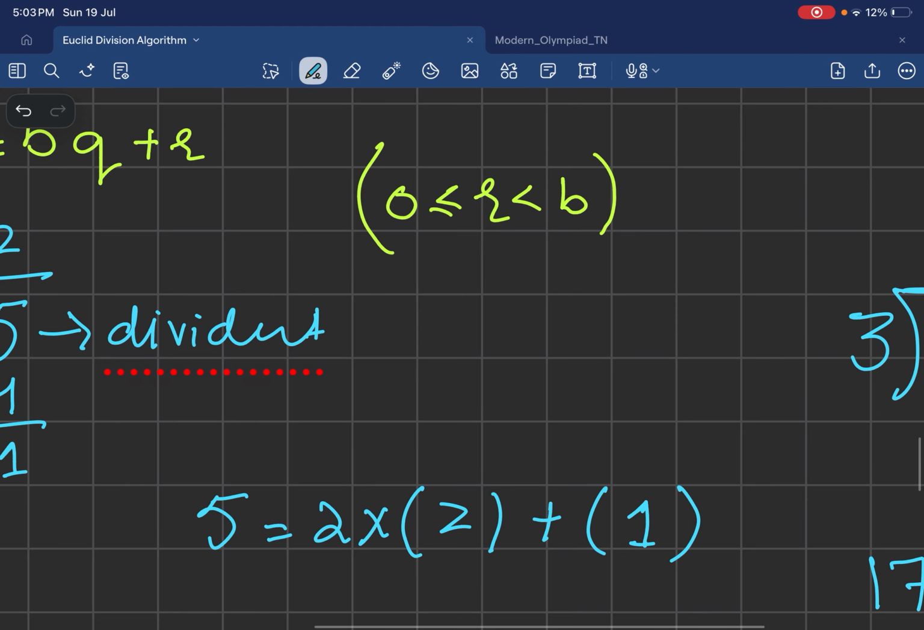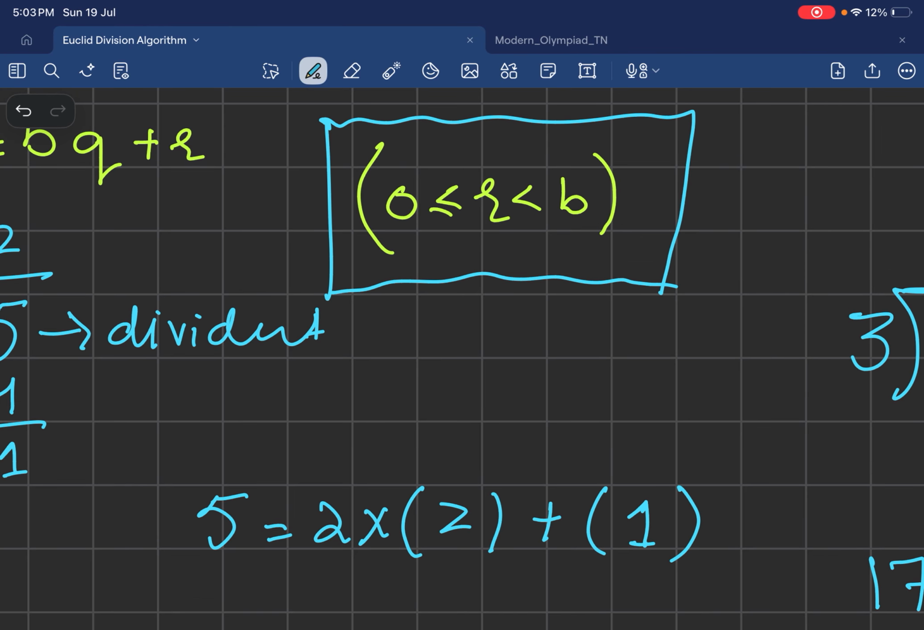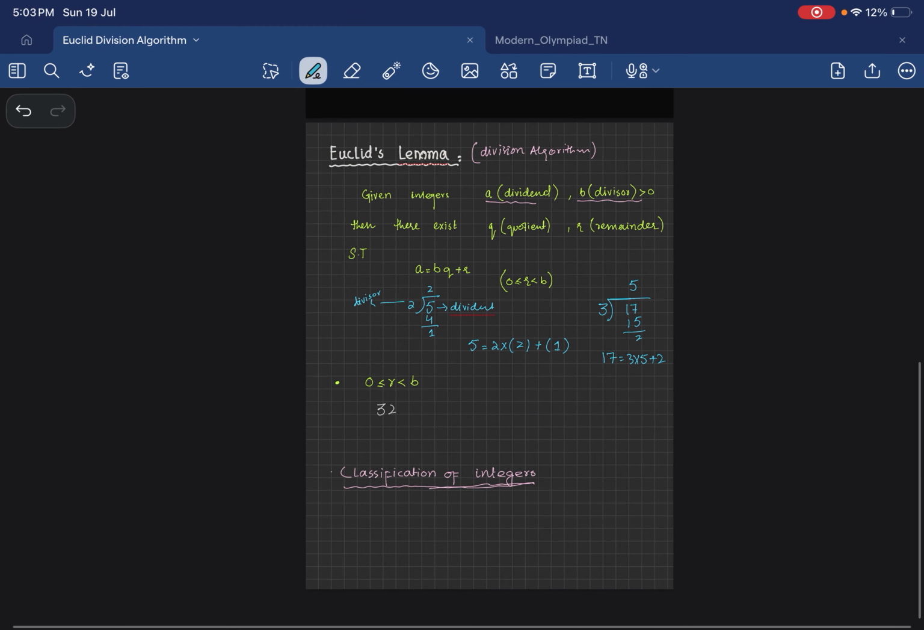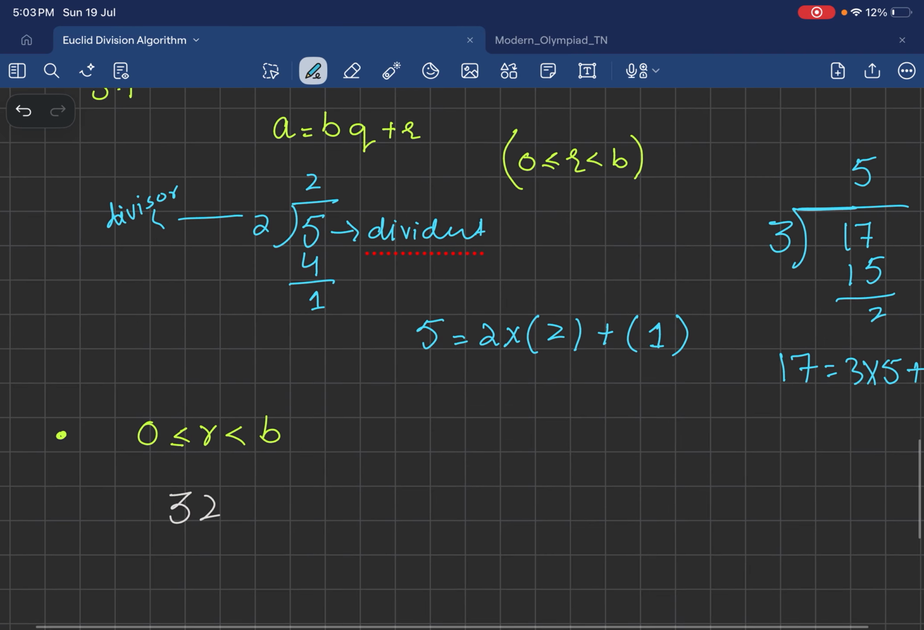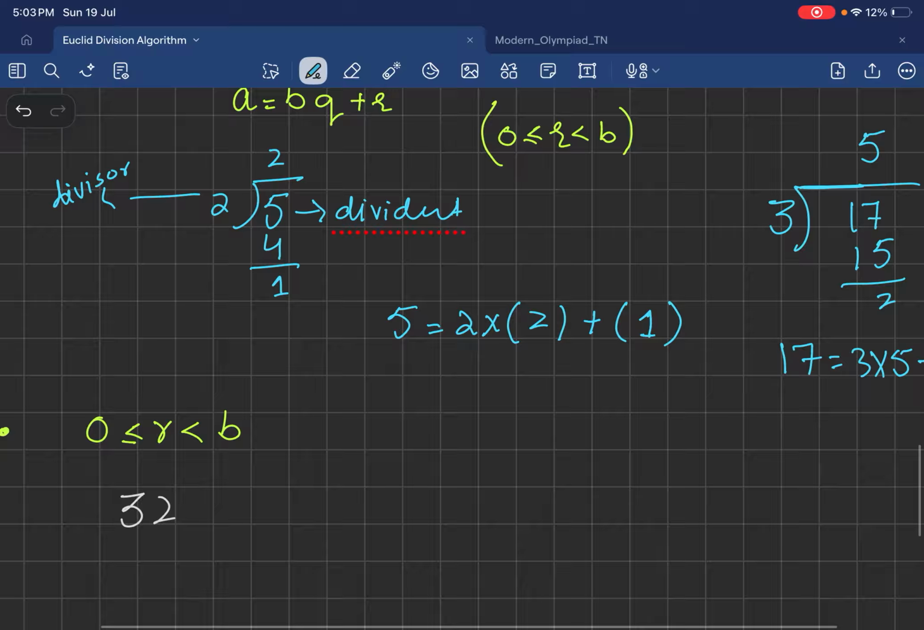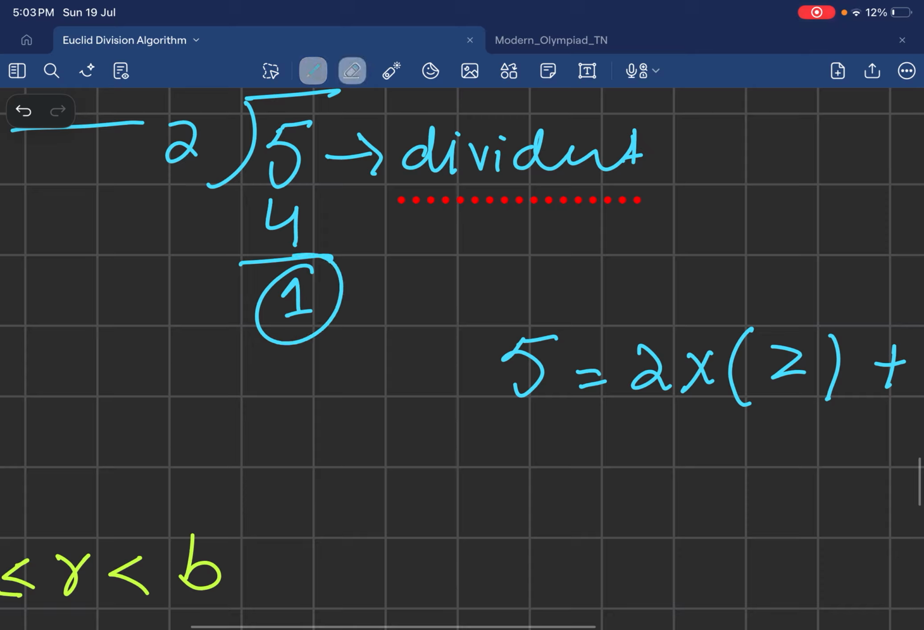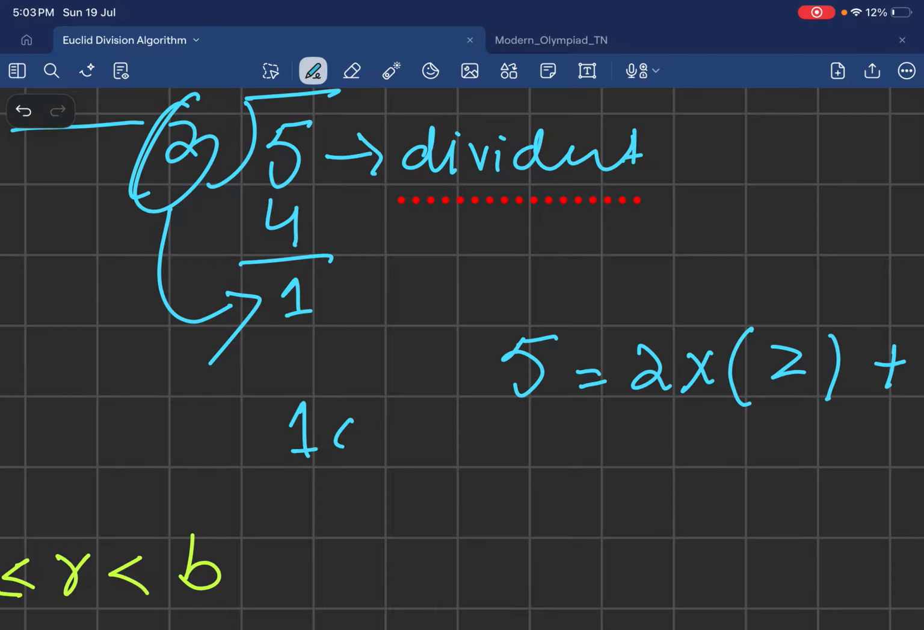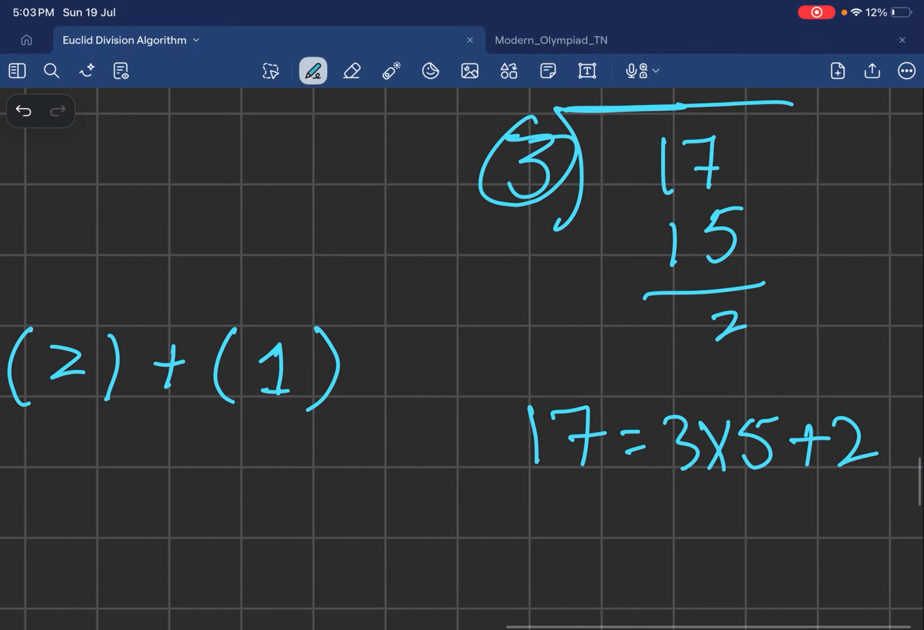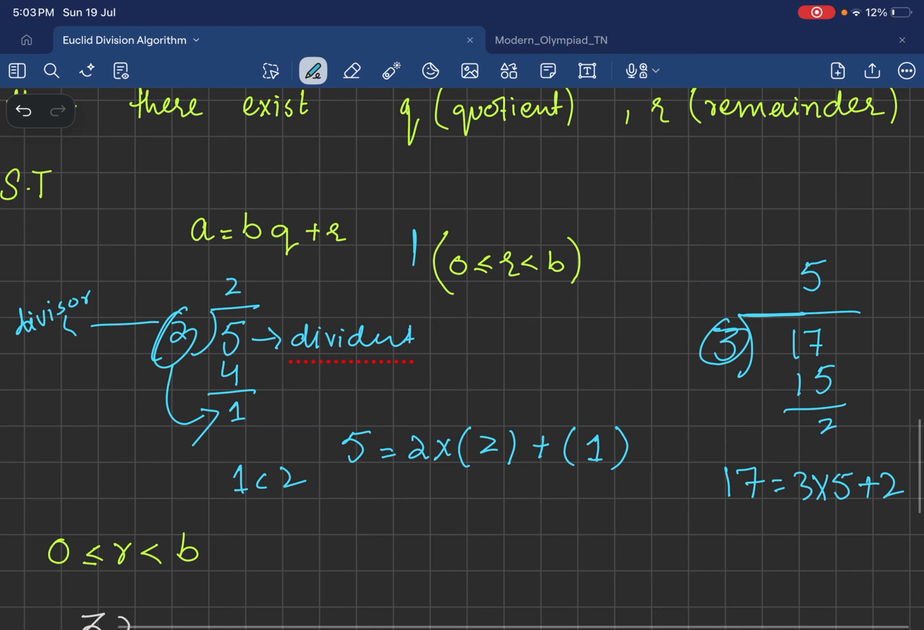But here is an important constraint, and that is that the remainder must be greater than or equal to 0 but less than b. It would always be less than the divisor. Divisor is 2, and you can see that 1 is less than 2. Similarly, divisor is 3, and you can see that 2 is less than 3. The remainder will always be less than the divisor. This is an important constraint here.